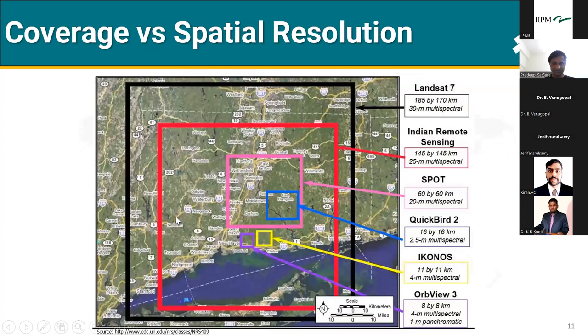Here I explained the spatial resolution, right? Different satellites or sensors are available, Landsat 7, let's say. For the same area, the satellite image coverage is very big, and the Landsat 7 spatial resolution is 30 meters. Another one, SPOT, can cover only a 60 by 60 kilometer area, at a 20 meter spatial resolution. IKONOS can cover only 11 by 11 kilometers. But the features we want to extract through satellite data will be different. So on the basis of spatial, spectral and temporal resolution, the use cases also change.